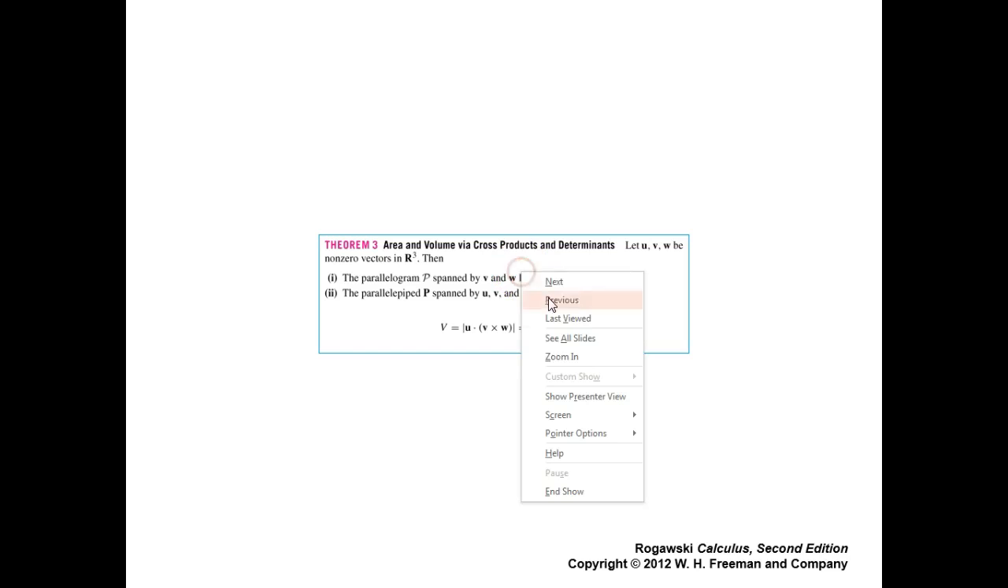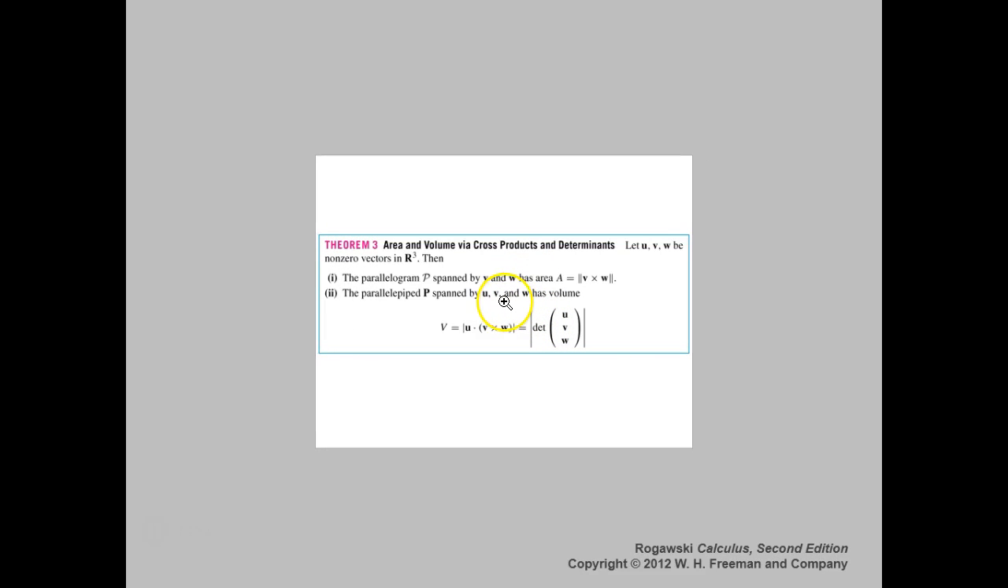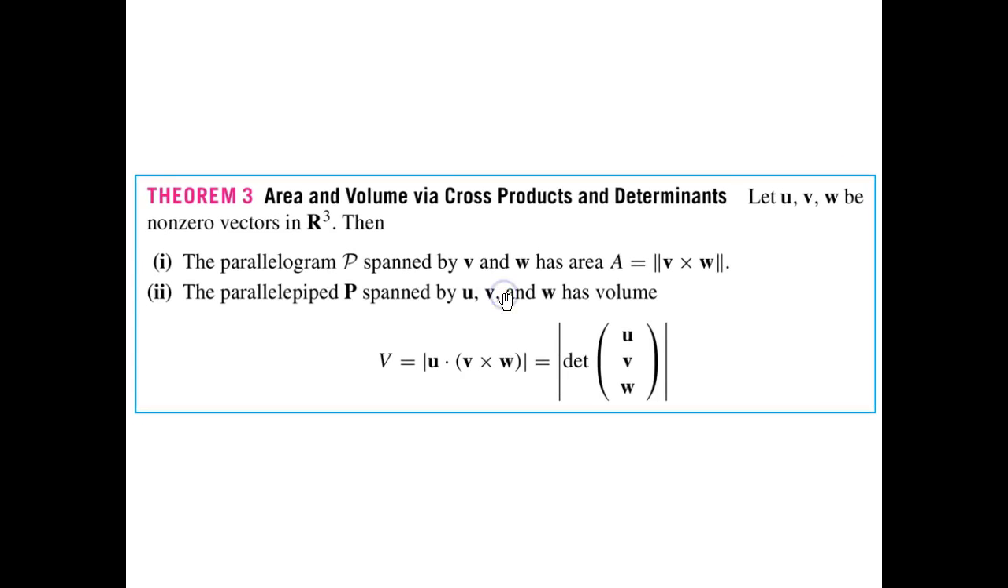Okay. Whoops. All right, this is the next one. I'm supposed to be doing these fast, but there's so much in them that it's hard to do them very fast. Okay, area and volume via cross products and determinants. Basically, it's summarizing what we just did.